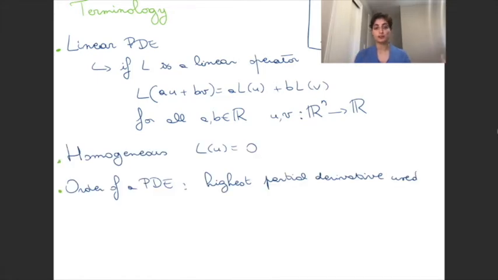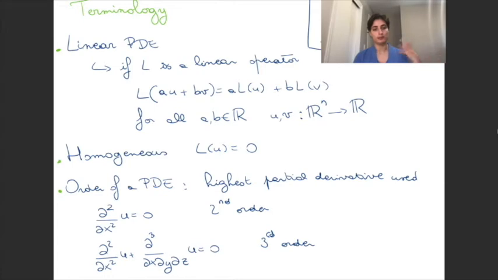The second thing is homogeneous. That is also fairly straightforward with what we have seen in ODEs. It just means that the right-hand side is equal to 0. We can also talk about forcing term. The forcing term of a homogeneous equation is equal to 0. Then the order of a PDE is the highest partial derivative used. While for ODEs, there is only one type of derivative that is in play, for PDEs, there are all the partial derivatives. The order of a PDE is really the highest of them, not only the highest with respect to a specific variable.